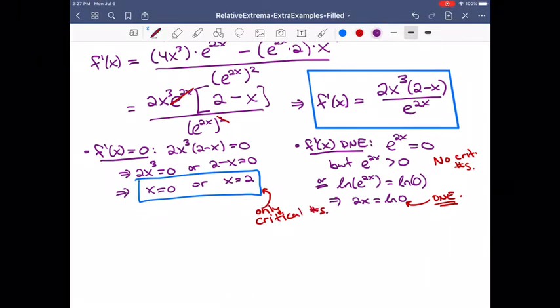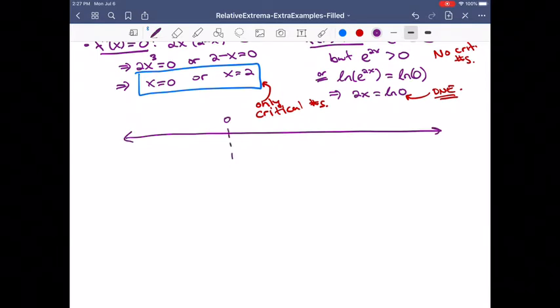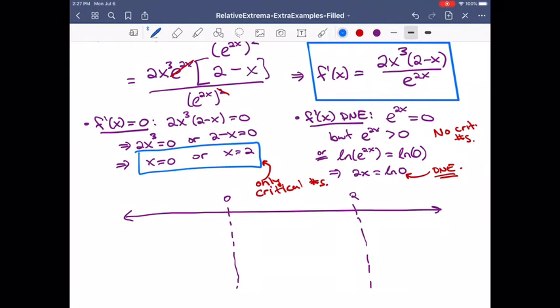So we want to see if they are local maxes or local mins. So we make our number line. Okay, so we have 0 and 2. We want to check points in between. I guess I want to see my derivative here, maybe. So let's say I do -1.